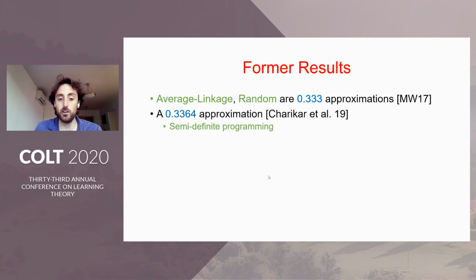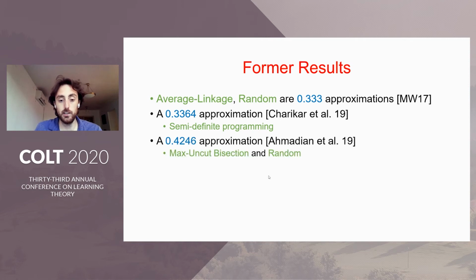Later, Charikar et al. showed that actually you can beat these algorithms, and they showed, through the use of semi-definite programming, a 0.3364 approximation. Even later, Ahmadian et al. showed a 0.4246 approximation using the max uncut bisection algorithm together with the random algorithm.